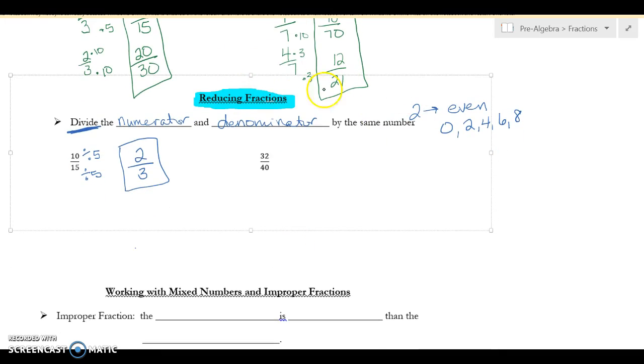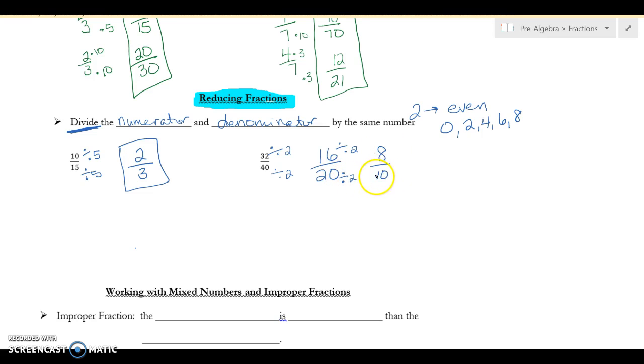Well, 32 is even, and 40 is also even, so I'm going to go ahead and divide by 2. So 2 goes into 32 16 times, and 2 goes into 40 20 times. Well, look, these are even again, so I can divide again. So this time I get 8. Don't forget to do it on the bottom, over 10. Almost done, but those are still even, so I can divide again. So now I get 4 over 5, and that's the answer.